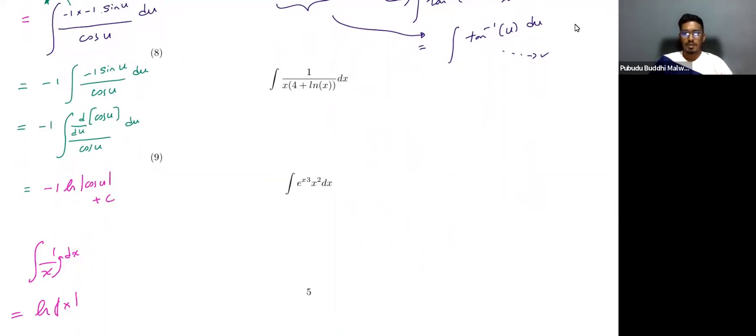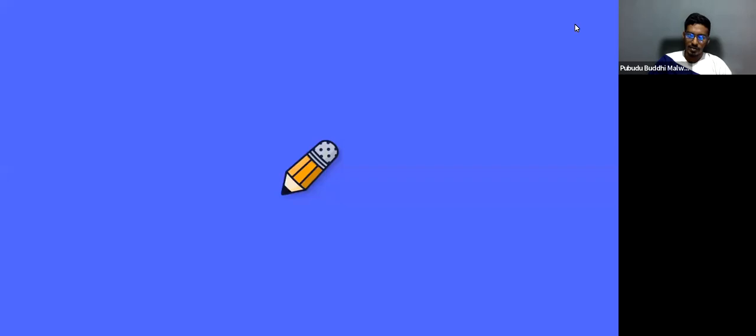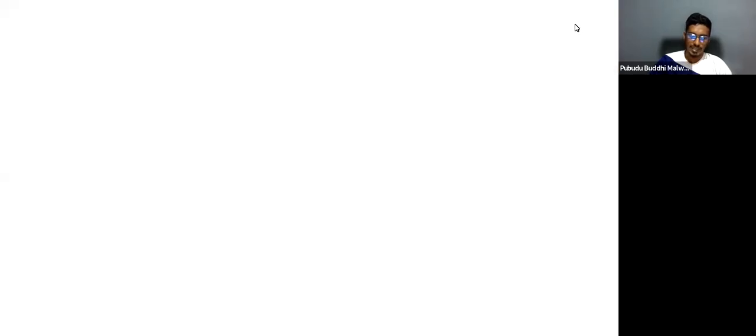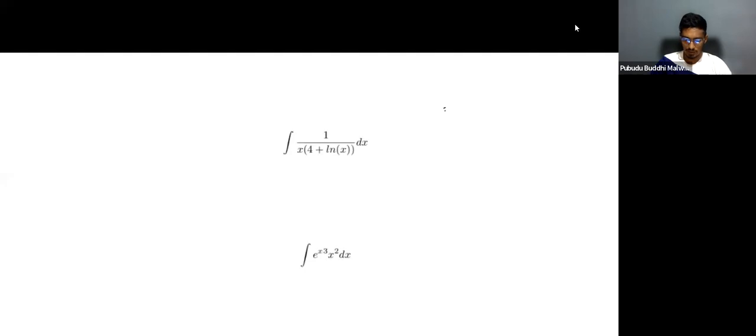But what do you think about that problem? Can we apply the same strategy here? For that, the inner function should be equal to natural log of x. Right? So whenever we have natural log of x as our inner function, we can use that substitution. But right now, what is the inner function?